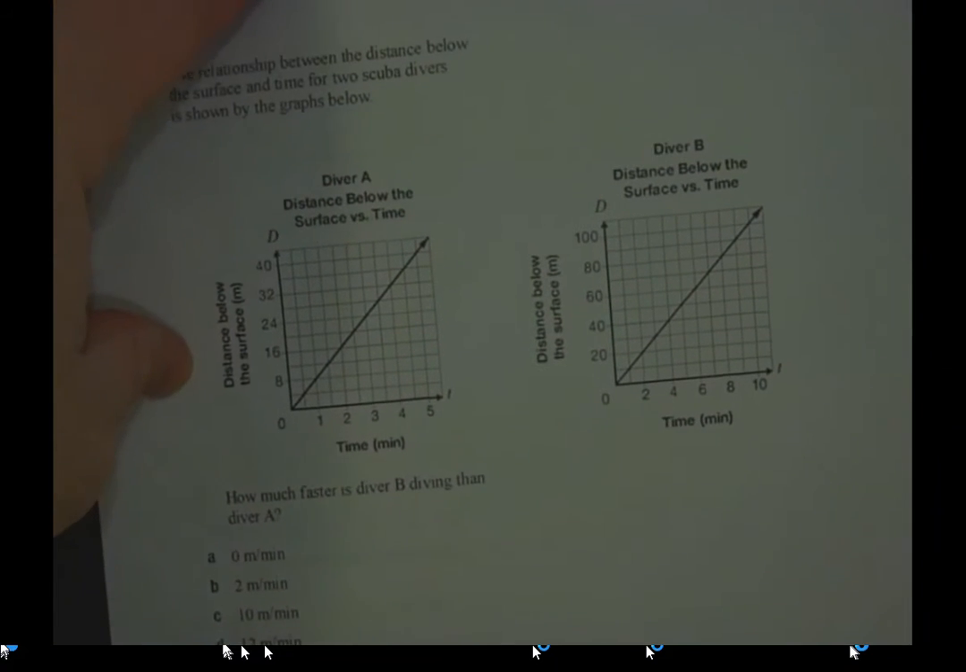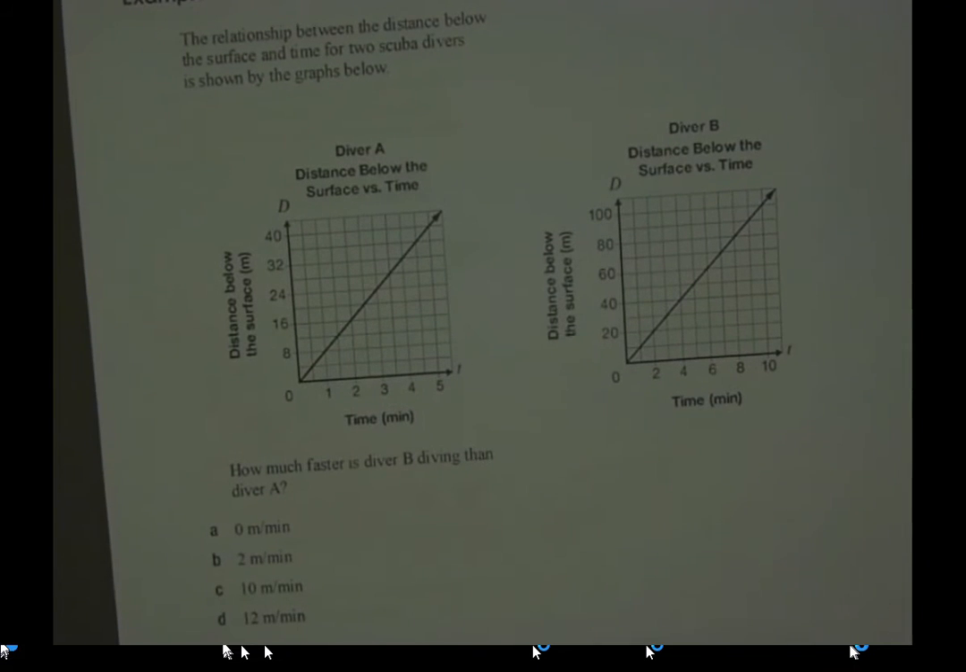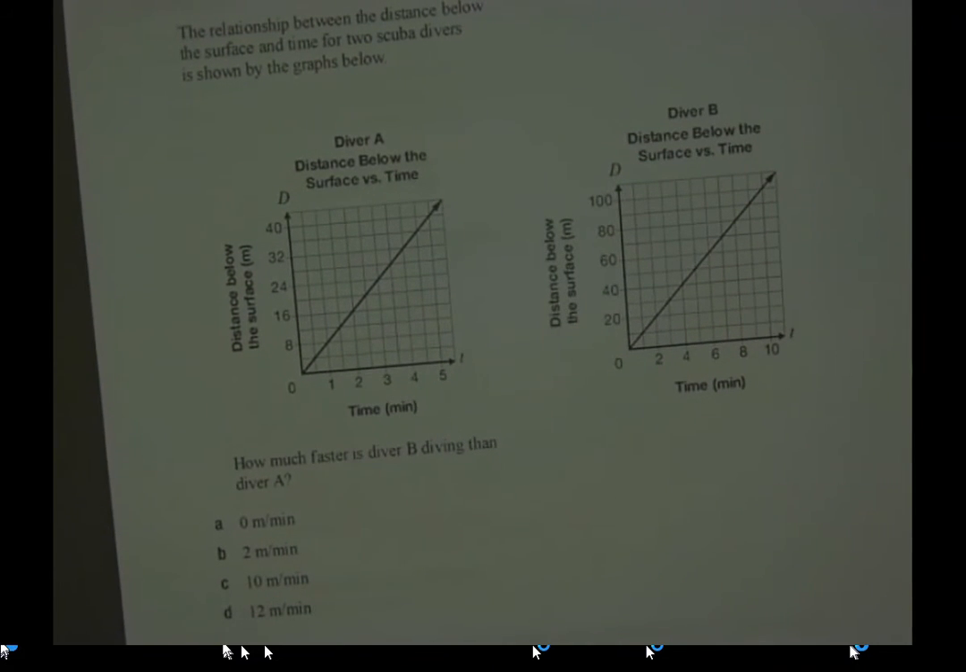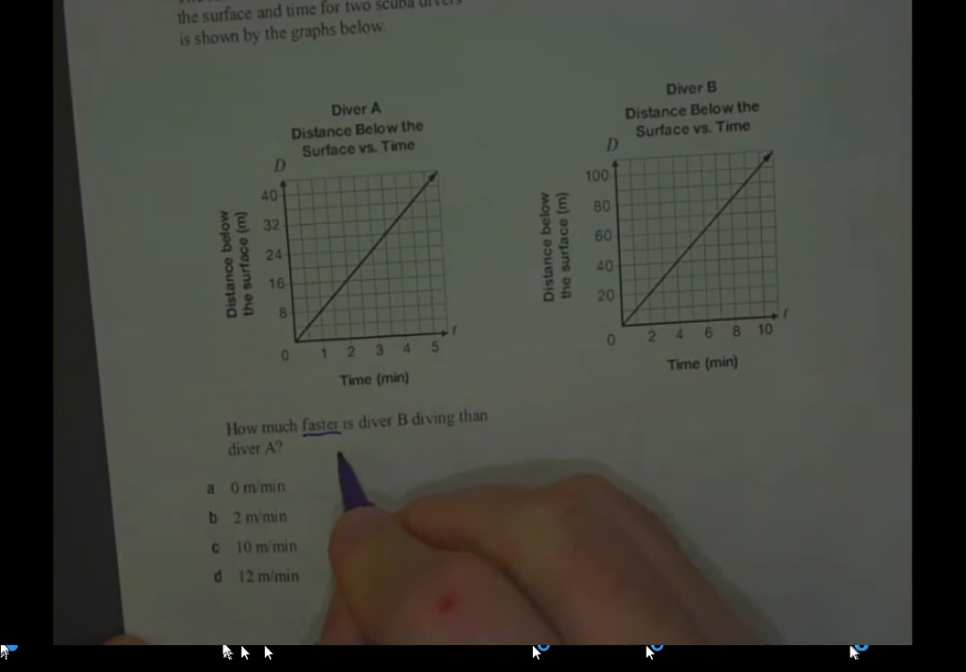All right. Here's a second example. The relationship between the distance from the surface and the time for 2 scuba divers is shown below. How much faster is diver B diving versus diver A? Well, when you're looking at faster, you're looking at rate of change.